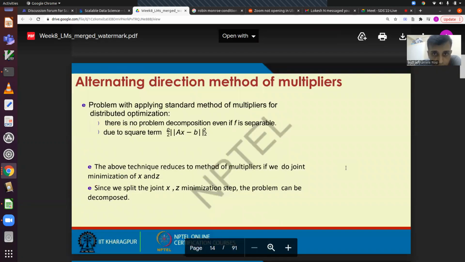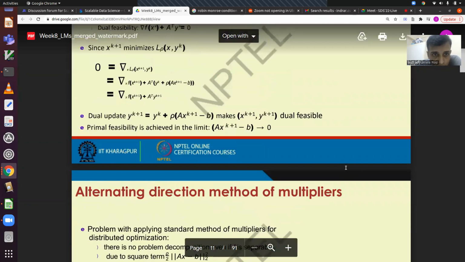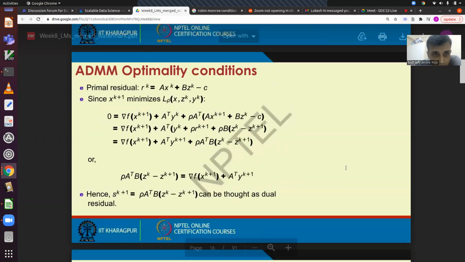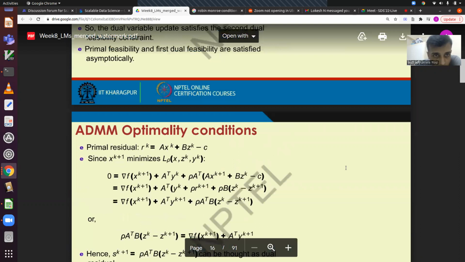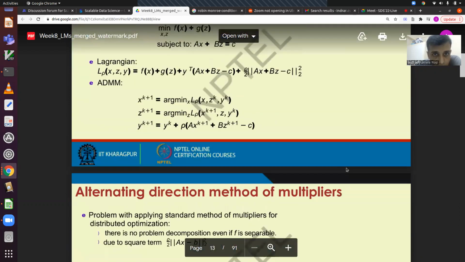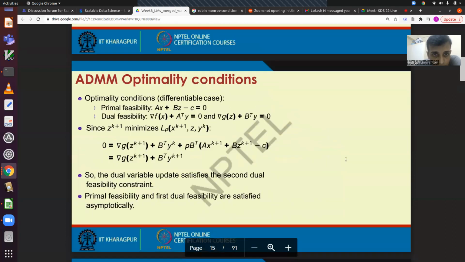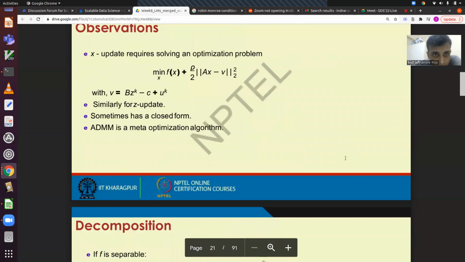So, okay, 1 sec. So we have method of multipliers, primal feasibility, dual feasibility. 1 second. We are going through the update rules. Convergence stopping criteria. ADMM is a meta optimization algorithm.